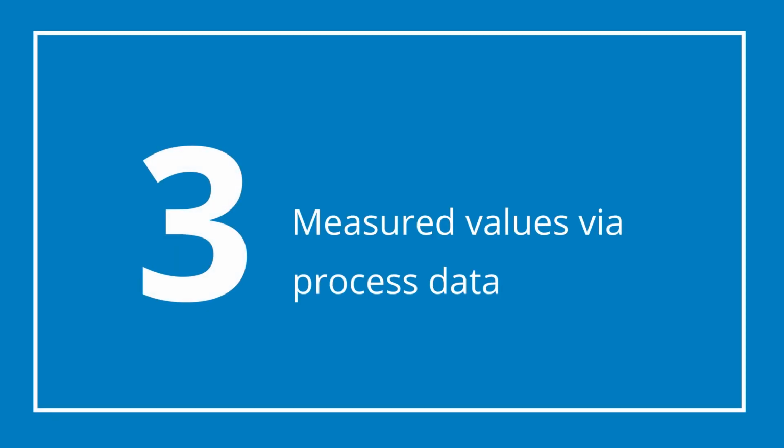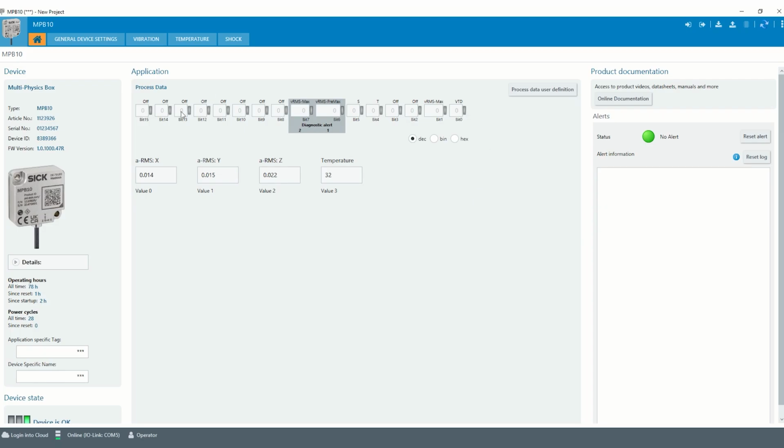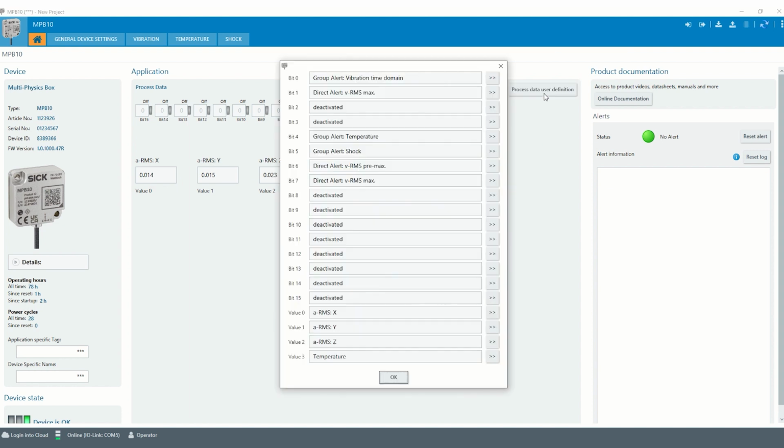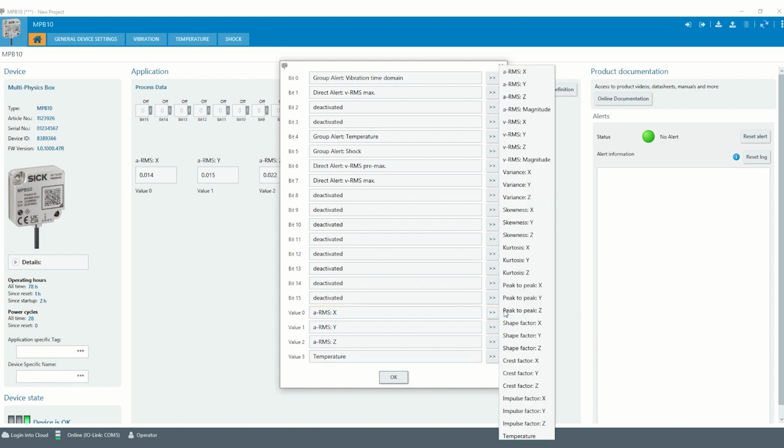Chapter 3 Measured Values via Process Data. Besides the alarm bits, the process data can also be freely assigned with 4 current measured values. The selection of which value is to appear in the process data allows you to choose between the different time domain key values based on a specific axis and the temperature.